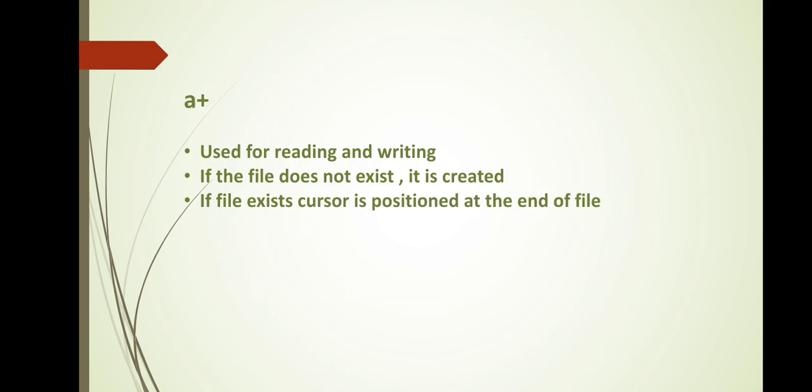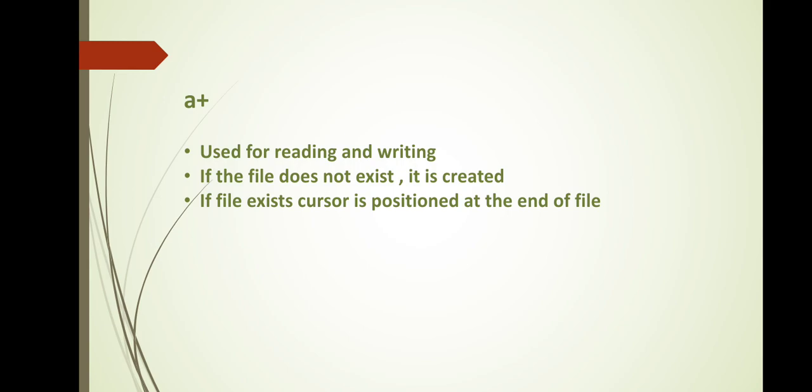The last mode is your A plus mode. Now this mode is also used for reading as well as writing. If the file does not exist, it will be created. But if the file exists, its content will not be deleted, but you will be writing onto the file at the end, just like your A mode, right? So these are the 6 modes of text files, right?